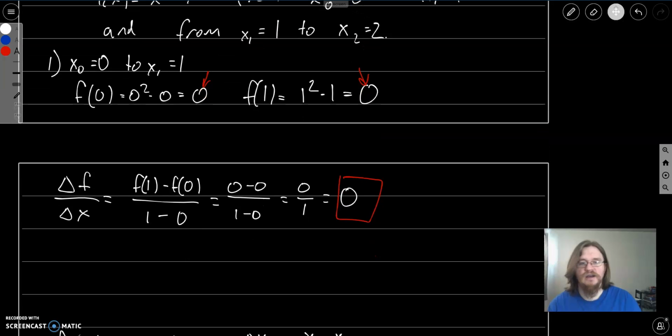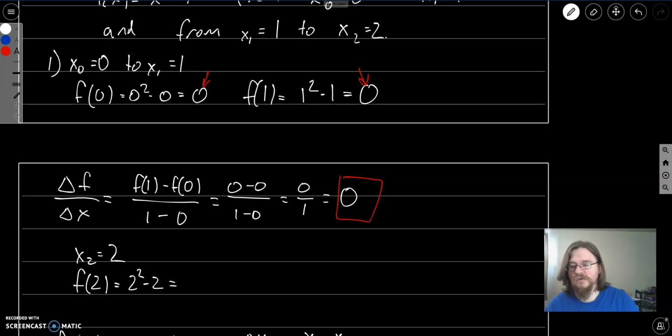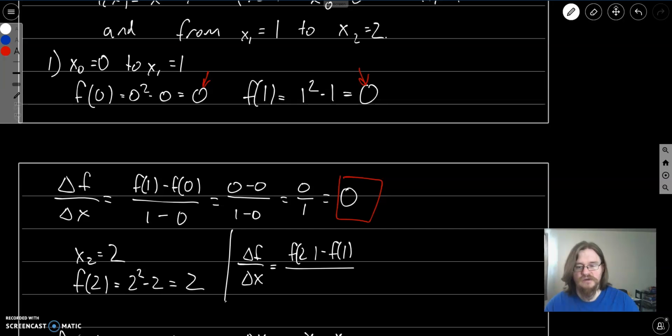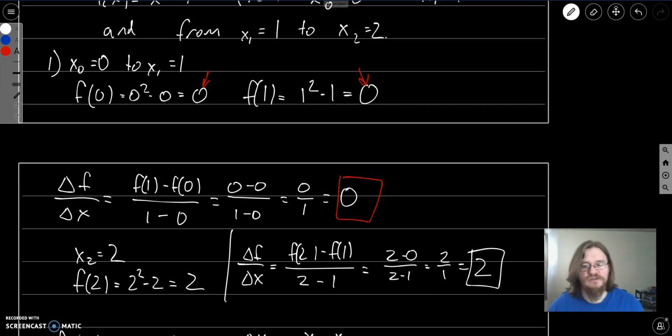If we look a little bit further and we look at x2, which is 2, f of 2 is going to be 2 squared minus 2. 2 squared is 4, minus 2 is actually going to be 2. So if we want to look at the average rate of change a little bit later, this will be f of 2 minus f of 1 over x2 minus 1, which is 2 minus 1. And what we see is that we'll have 2 minus 0 over 2 minus 1. It's going to be 2 over 1. So our average rate of change is now 2.